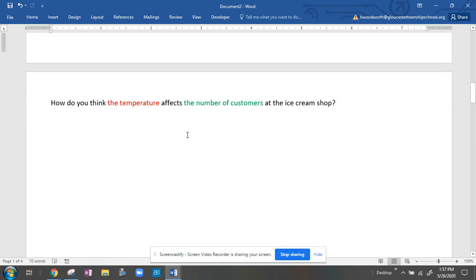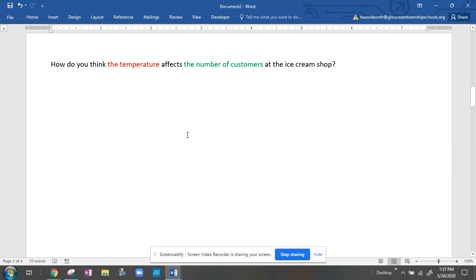All right, now let's ask another question. How do you think the temperature affects the number of customers at the ice cream shop? As the temperature rises, as it gets hotter and hotter and hotter, what happens to the number of customers at an ice cream shop? What do you think? Do you think the customers increase? Do you think it decreases?